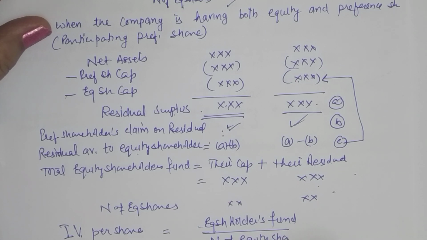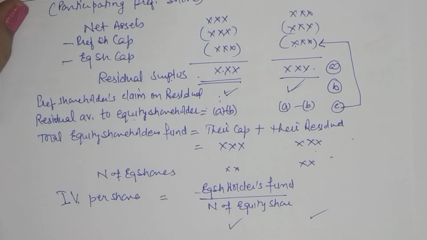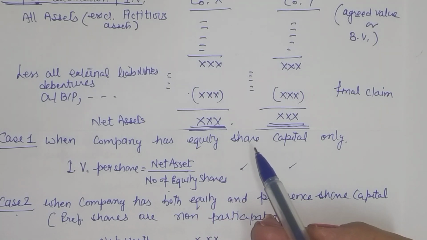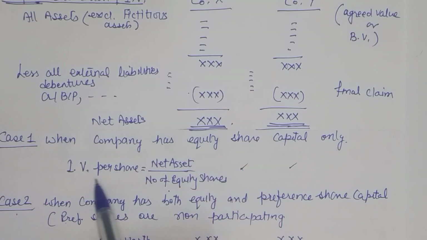So this will be calculated for both the companies separately. Just remember, once we have calculated net assets, we have three cases. When there is only equity capital, the whole amount belongs to equity shareholders. So intrinsic value will be net assets upon the number of equity shares.